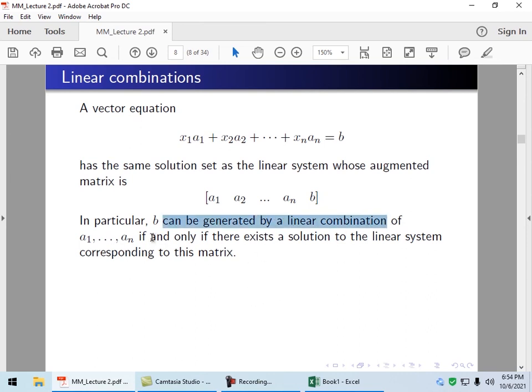So b can be generated by linear combinations of these vectors only if there exists a solution to the linear system corresponding to this matrix. And there is such a solution. We have found the solution for x1 and x2, and we produced this as a linear combination. Any questions?